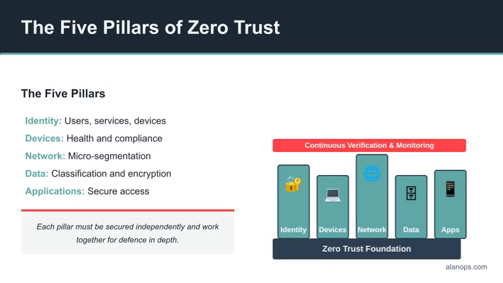Devices. Monitor device health and compliance. Is this device secure? Is it patched? Is it managed? Network. Micro-segmentation instead of flat networks. Encrypted connections everywhere. Data. Classification, encryption, and access controls. Protect data at rest and in transit. Applications, secure access and runtime protection. Every app is a potential attack vector.